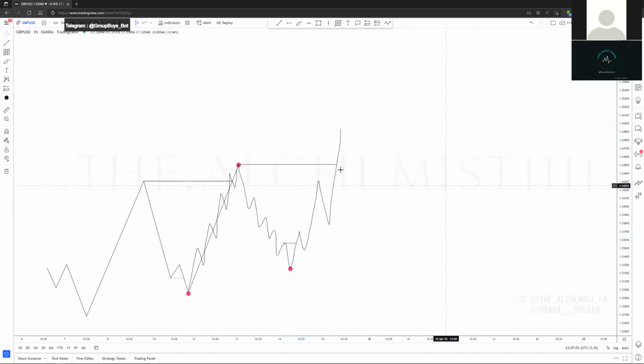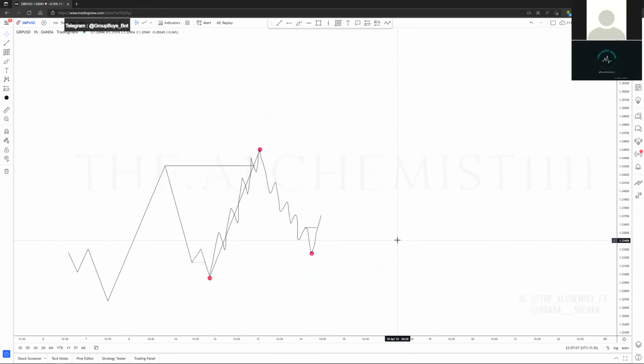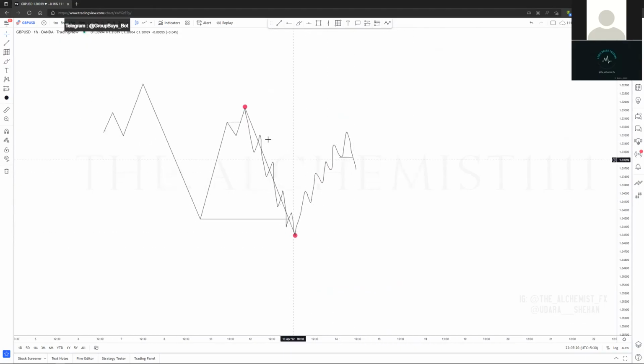I have a little question. Did you learn this from ICT too? Yeah, I learned internal and external range liquidity from ICT, but this I backtested and came up with on my own. I didn't learn it from anyone else. Nice.